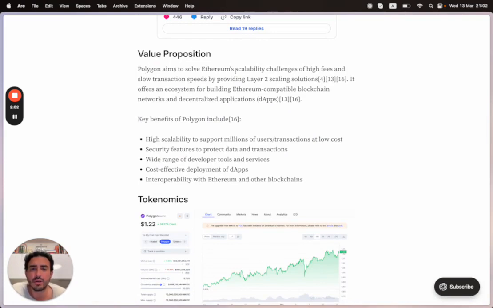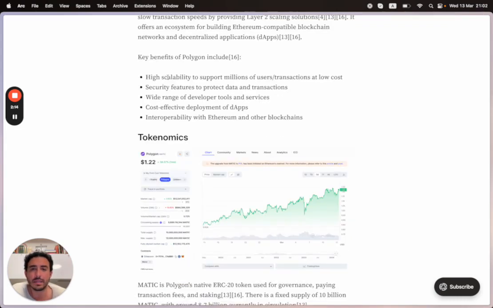Polygon aims to solve Ethereum's scalability challenges of high fees and slow transaction speeds by providing layer two scaling solutions. It offers an ecosystem for building Ethereum-compatible blockchain networks and decentralized applications. The key benefits of Polygon include high scalability to support millions of users' transactions at low cost, security features to protect data and transactions, a wide range of developer tools and services, cost-effective deployment of dApps, and interoperability with Ethereum and other blockchains. This is a very hard word for me to say. I speak French, so the words themselves are tongue-tied.